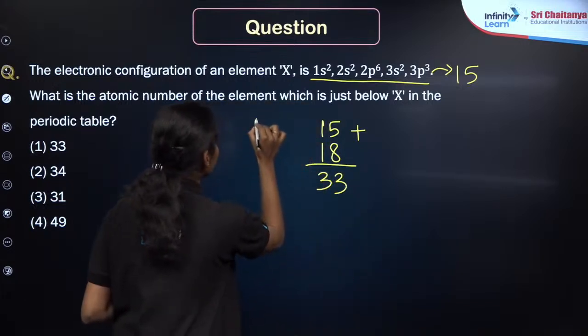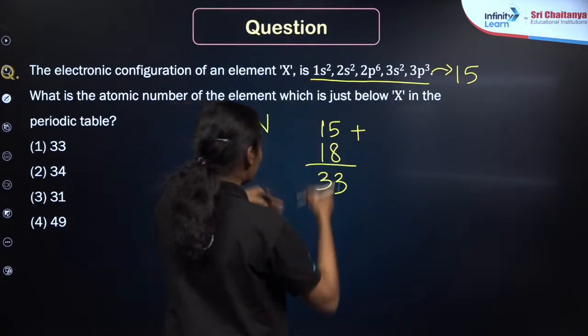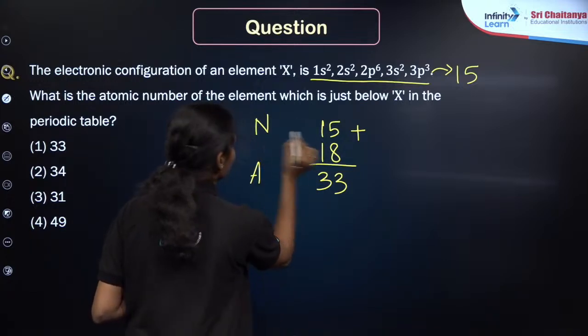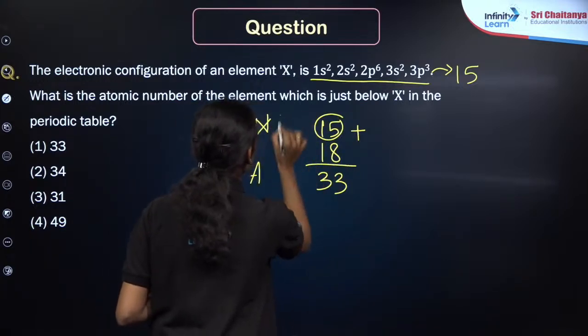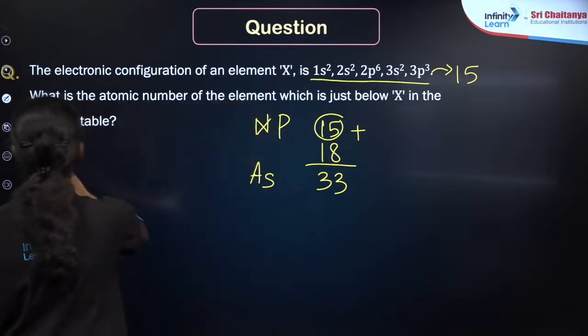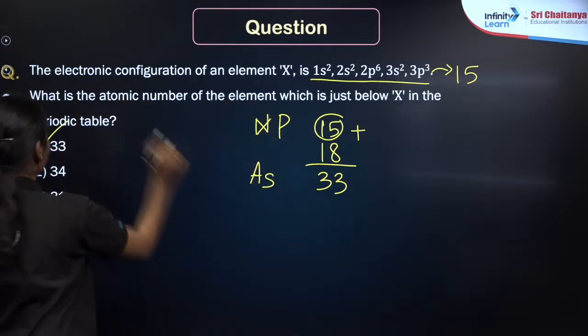The 15th element is phosphorus and the next element, the 33rd element, is arsenic, right? Which means option A will be the correct answer here. Clear?